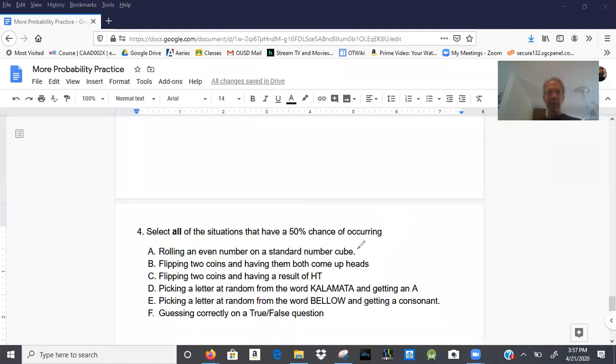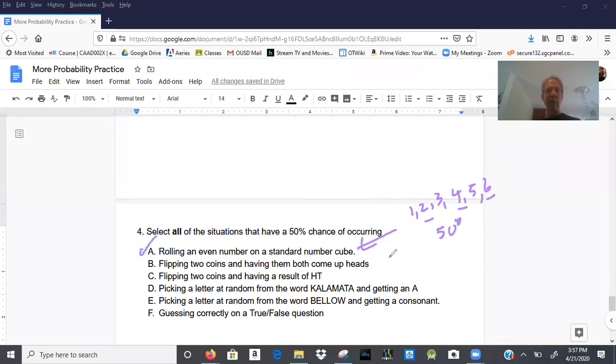So this is like standard cubes, rolling an even number. A standard cube is 1 through 6. That's my sample space. So rolling an even number, is that 50%? Yes, it is, because I can do 2, 4, 6. That's 3 out of 6 or 50%. So that one works. Okay.